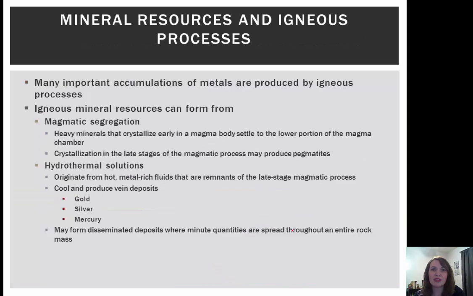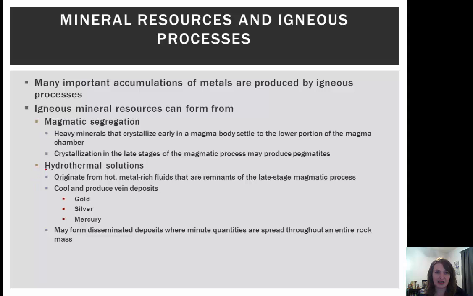So, mineral resources and igneous processes. Many important accumulations of metals are produced by igneous processes. We can have mineral resources forming from magma segregation. Heavy minerals crystallize early. They settle to the lower portion of the magma chamber. We often will get things produced from late-stage magmatic processes, and we'll get pegmatites. We also get hydrothermal solutions.